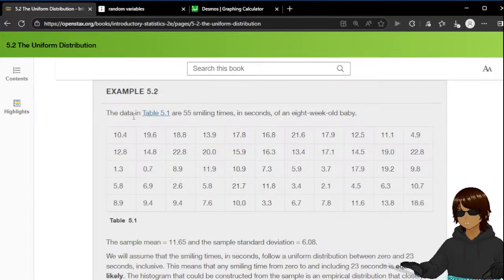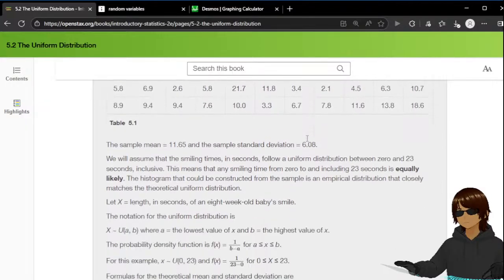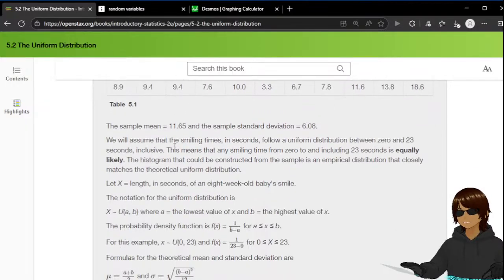The data in Table 5.1 are 55 smiling times, in seconds, of an 8-week-old baby. The sample mean is 11.65 and the sample standard deviation is 6.08. We will assume that the smiling times in seconds follow a uniform distribution between 0 and 23 seconds inclusive. This means that any smiling time from 0 to and including 23 is equally likely.